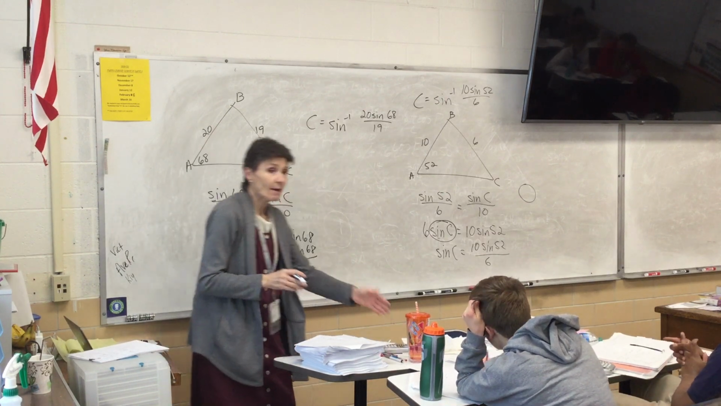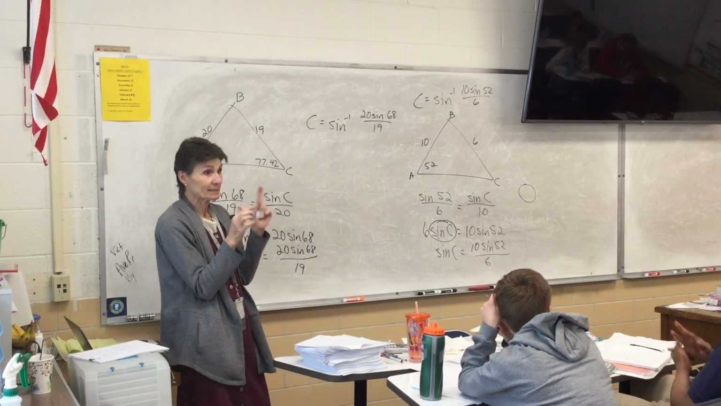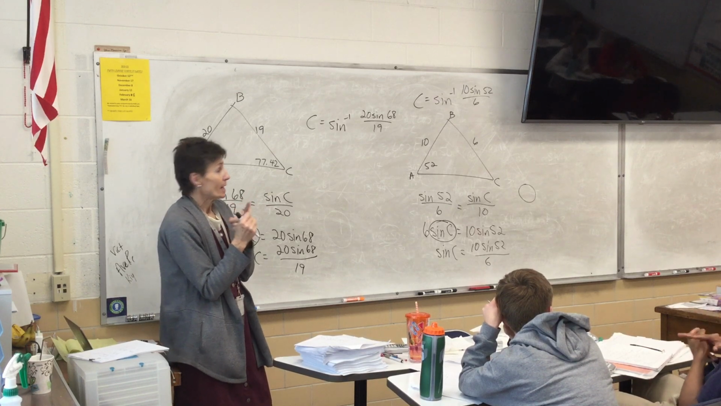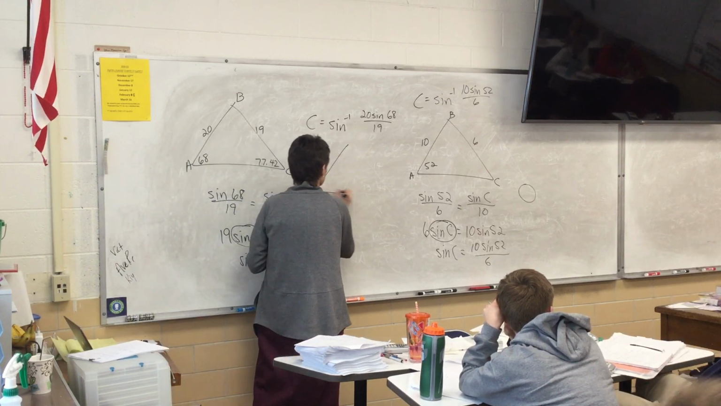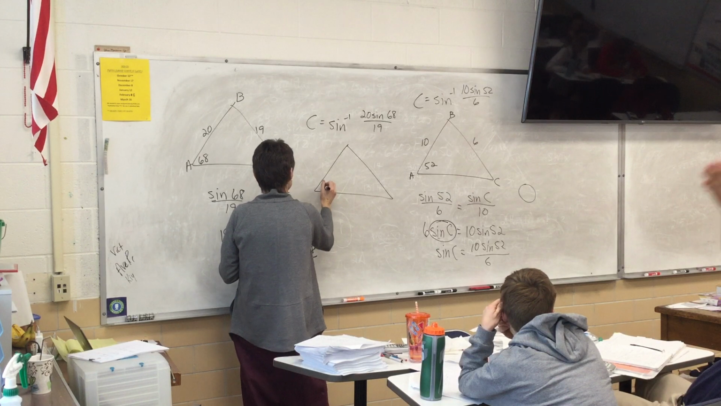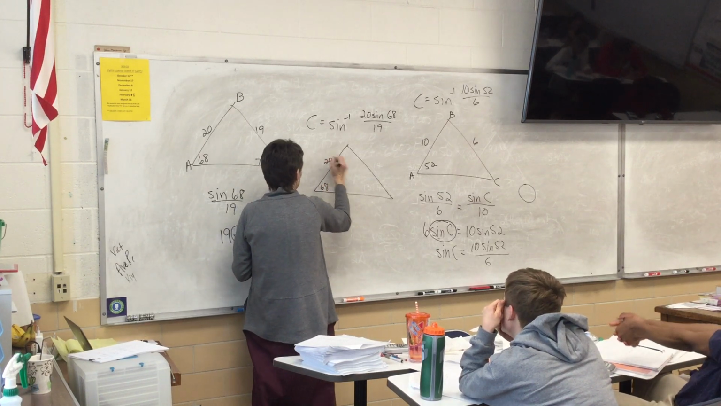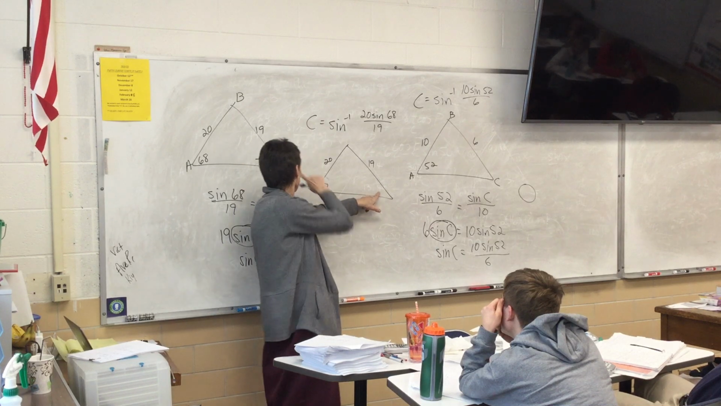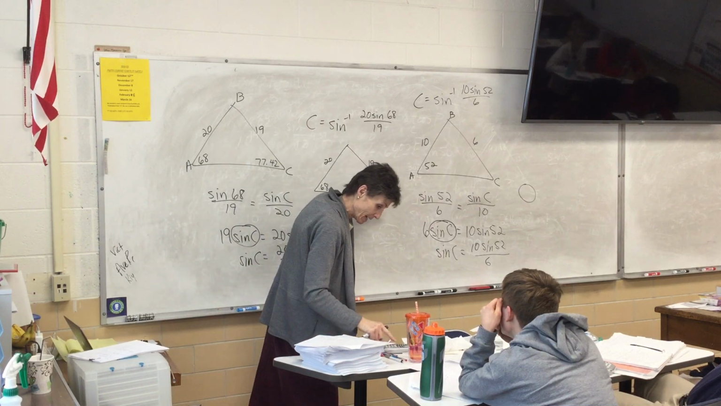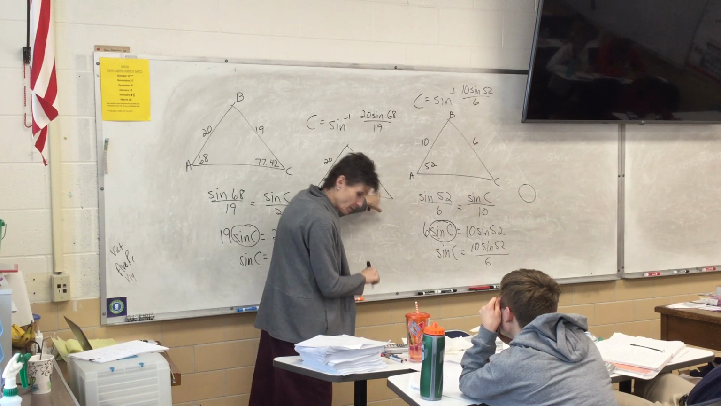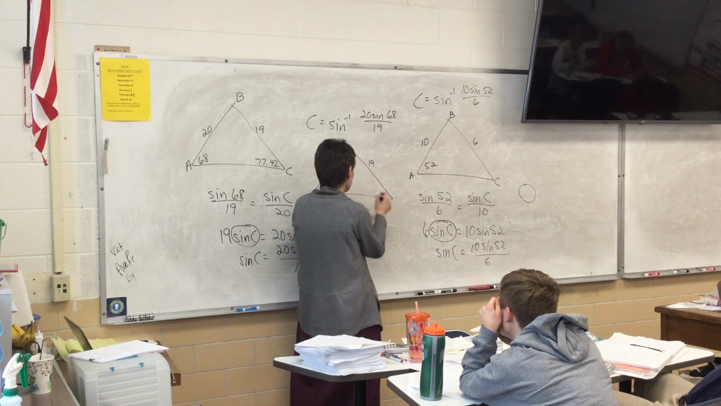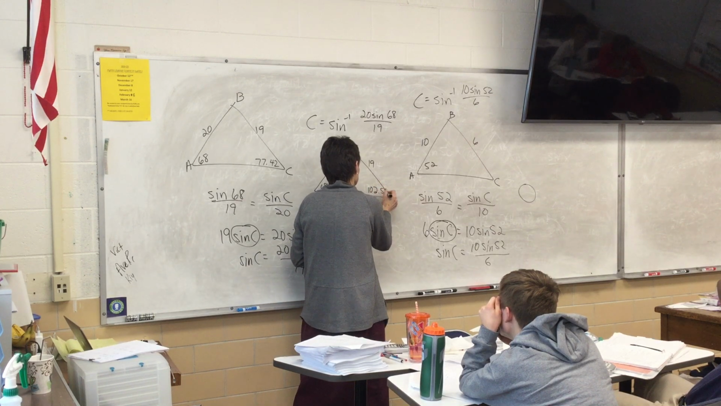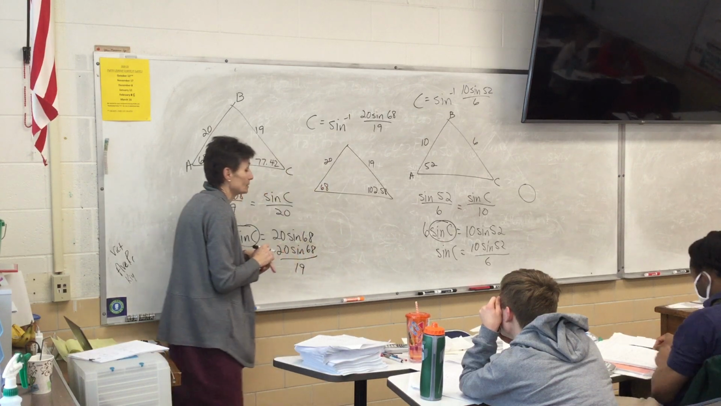So what does that mean now? That means I have at least one, and I have to check to see if I could have another one. You can. If I can have another one, it will be 180 minus the first one. So 102.58. That works.